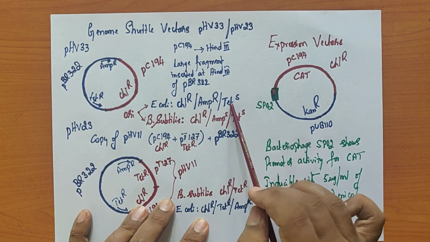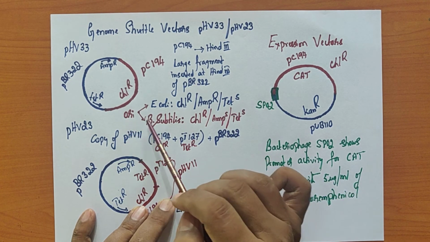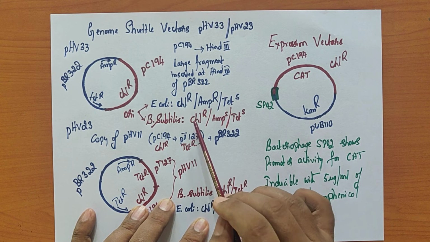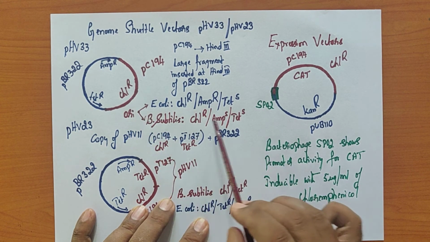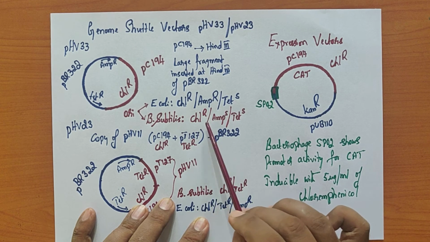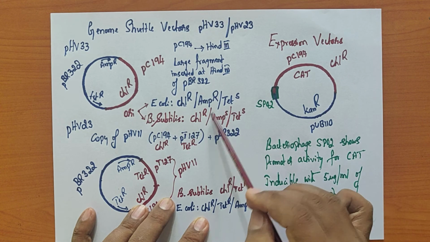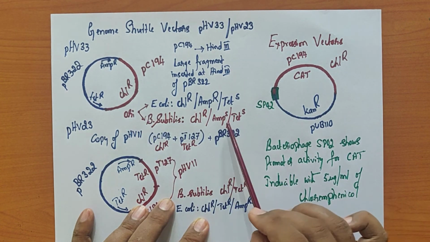But the tetracycline is not working fine. We don't know the reason for that one. Whereas in case of Bacillus subtilis, the chloramphenicol resistant gene is working, while ampicillin and tetracycline are sensitive. So in order to make these also functional, I think we have to use the appropriate promoter from the gram-positive bacteria, that's all.